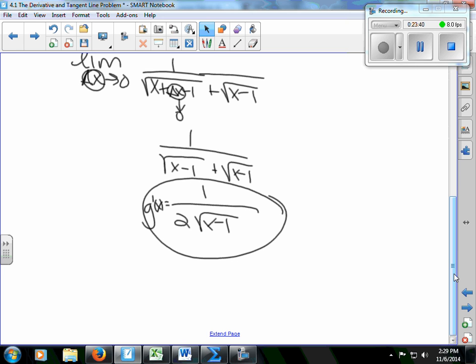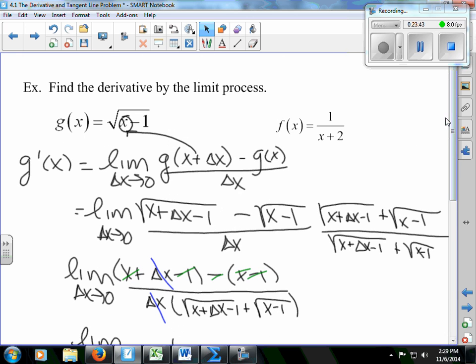Okay, and now I'm going to make you do this last rational expression right here. F is 1 over x plus 2. You're going to get an indeterminate form in which you have to get a common denominator there.